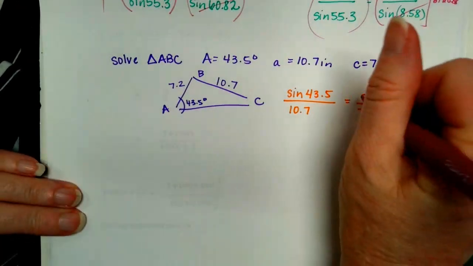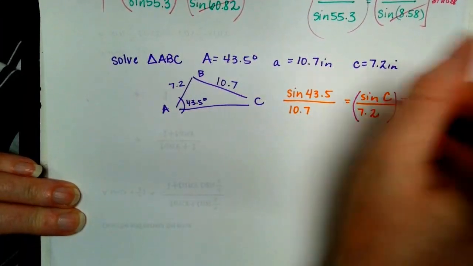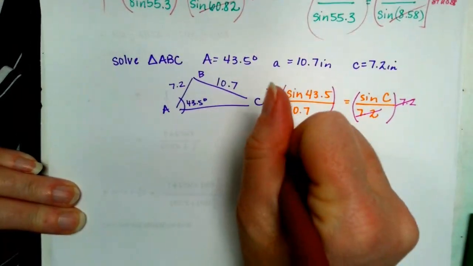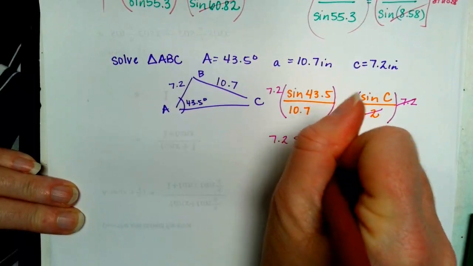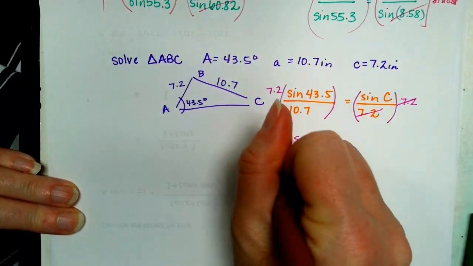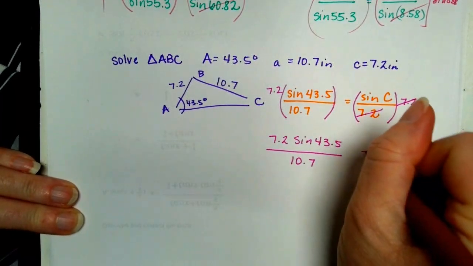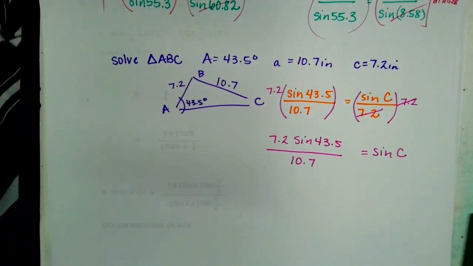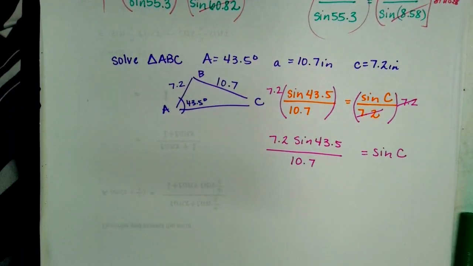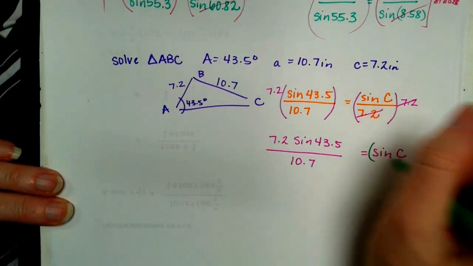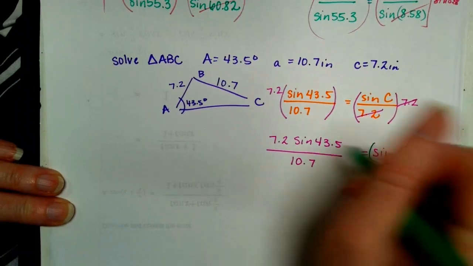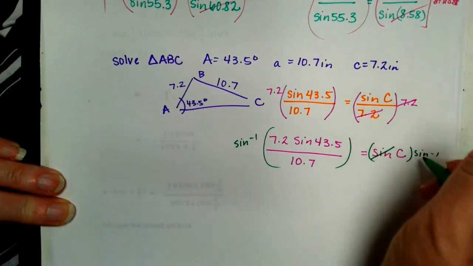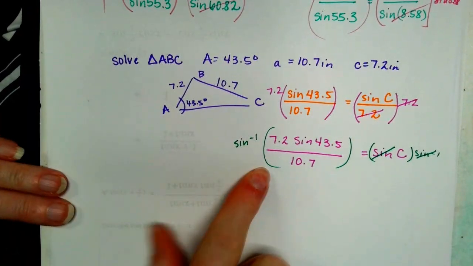Clear the 7.2. So now I have 7.2 sine 43.5 all over 10.7 equals sine of C. But I need angle C, so I'm going to arc sine. So that's what I'm going to plug in my calculator.